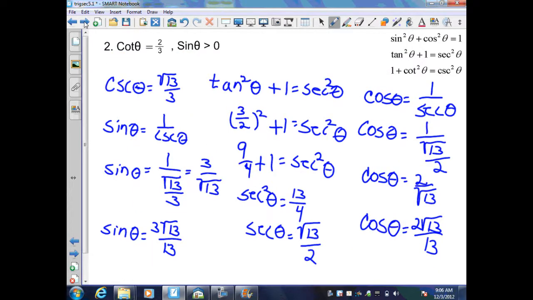And also, I use the reciprocal identity for cosecant. Sine theta equals 1 over cosecant theta. And when I simplified that, I have sine theta equal to 3 square roots of 13 over 13. Then I went back to my Pythagorean identity and related tangent and secant. And when I substitute in, I get secant equal to the square root of 13 over 2. And I know that cosine theta equals 1 over secant theta. And when I simplify that, cosine theta equals 2 square roots of 13 over 13.